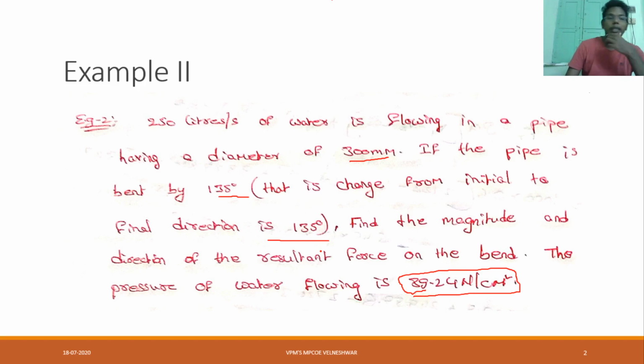Now what has he given? Here 250 liters per second is obviously the Q value. In the previous sum, A1 was different and A2 was different, but here both the diameters are the same. Now what is the difficulty level here? Before, he would give us one angle, that is the theta value.